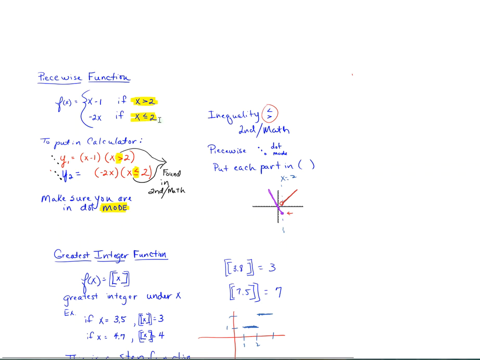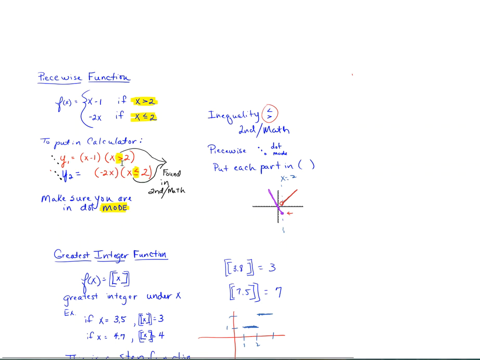So we're going to use our calculator on those, and you put these parts in parentheses, you put the parameters in parentheses. So this would be x minus 1, and then you'd have x greater than 2 here. You'd have negative 2x, and you'd have x less than or equal to 2.